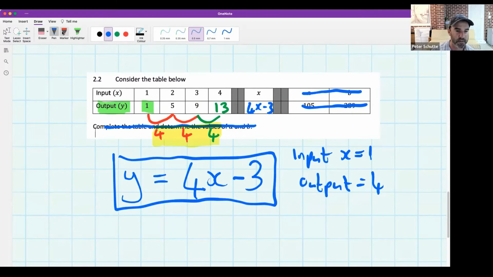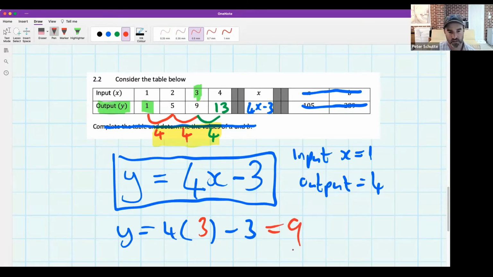Now let's check it. I'm going to choose 4. And if I've done this correctly, in fact, let's not even choose 4. Let's choose 3. If together we've done it correctly, we should end up with 9. So we use our rule. We leave a space for the input, which was 3. 4 times 3 is 12. 12 minus 3 is 9. So guys, we are winning at life. Well done.